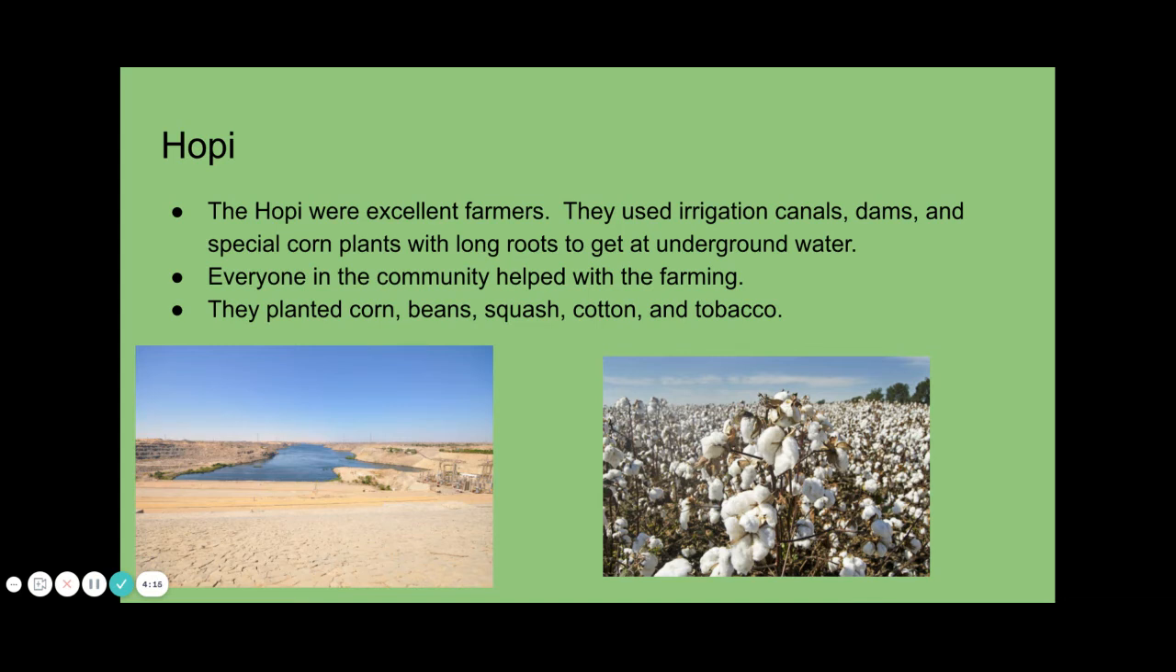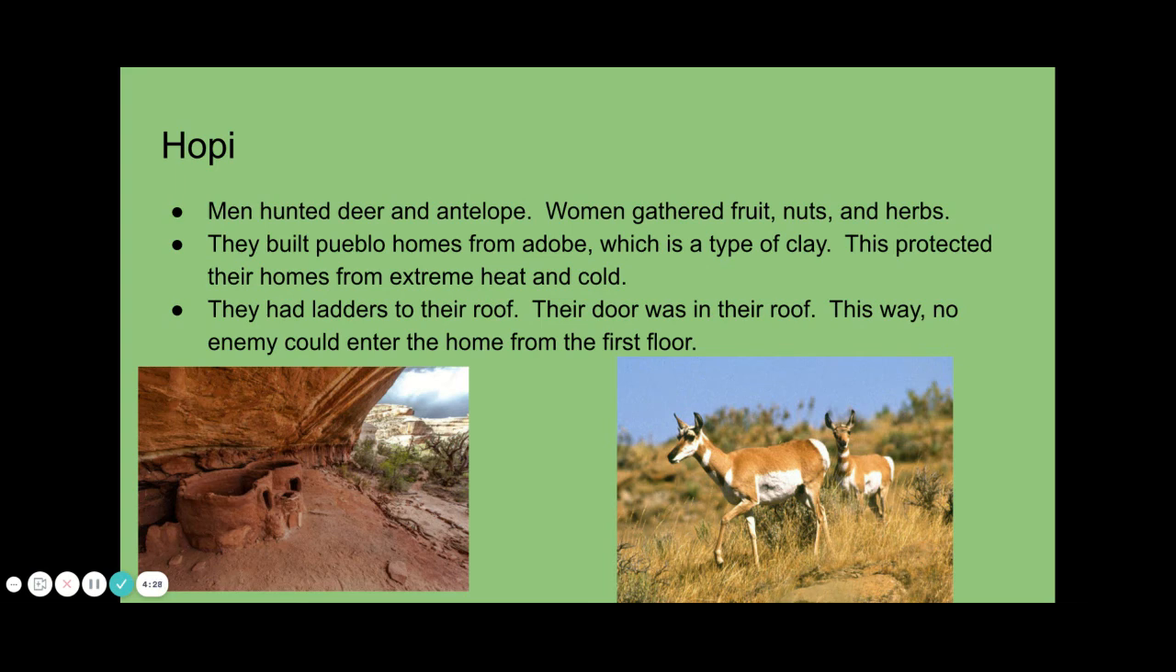They used irrigation canals and dams and other special corn plants with long roots to get that underground water. Everyone in the community helped with the farming. They planted corn and beans and squash and cotton and tobacco even. They also did hunt. They hunted deer and antelope. Women gathered fruits and nuts and herbs as well.